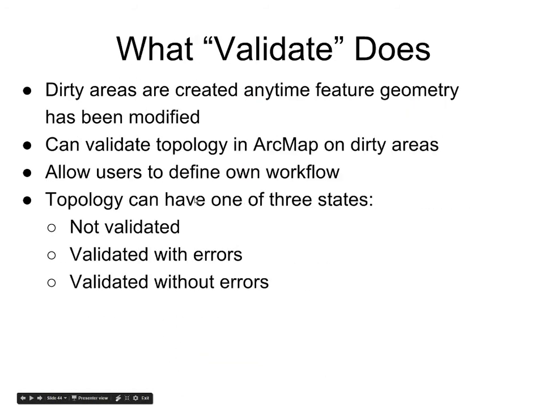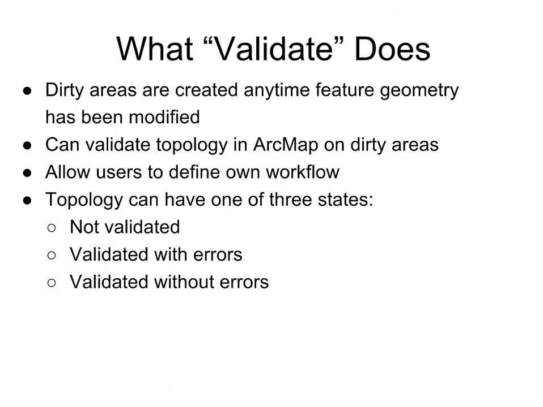Alright, so dirty areas are created anytime feature geometry has been modified. You can validate the topology in ArcMap on dirty areas. It allows users to define their own workflow. And a topology essentially has one of three states. Either it's not been validated, it's been validated with errors, or it has been validated and there are no errors.